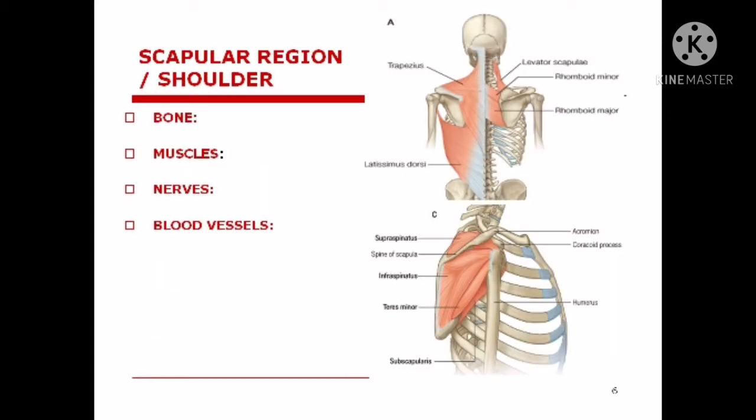The shoulder region, the bones are the scapula, the humerus, upper end, the clavicle, and the vertebral column, and the back of the skull region. The muscles are the shoulder, the extrinsic and intrinsic muscles, and the scapulohumeral muscles. The nerves are the branches of the brachial plexus, and the blood vessels are the branches of the axillary artery.